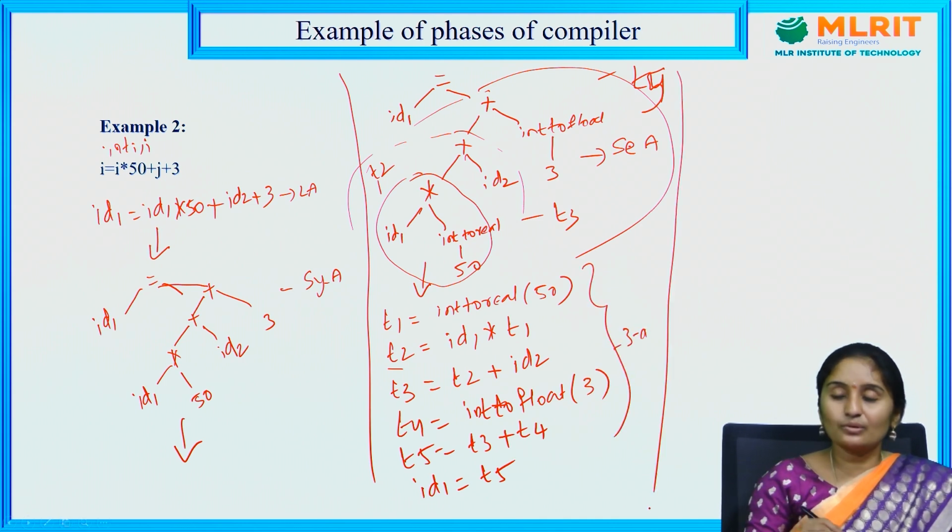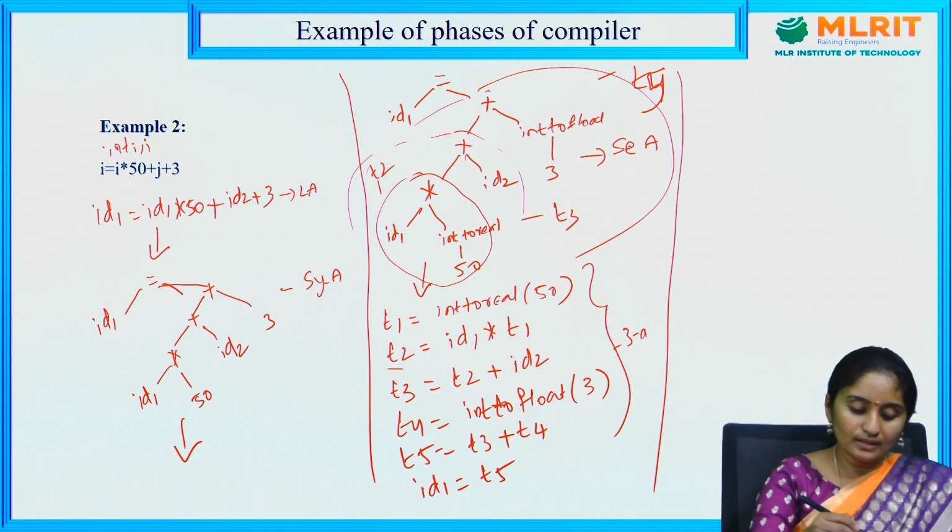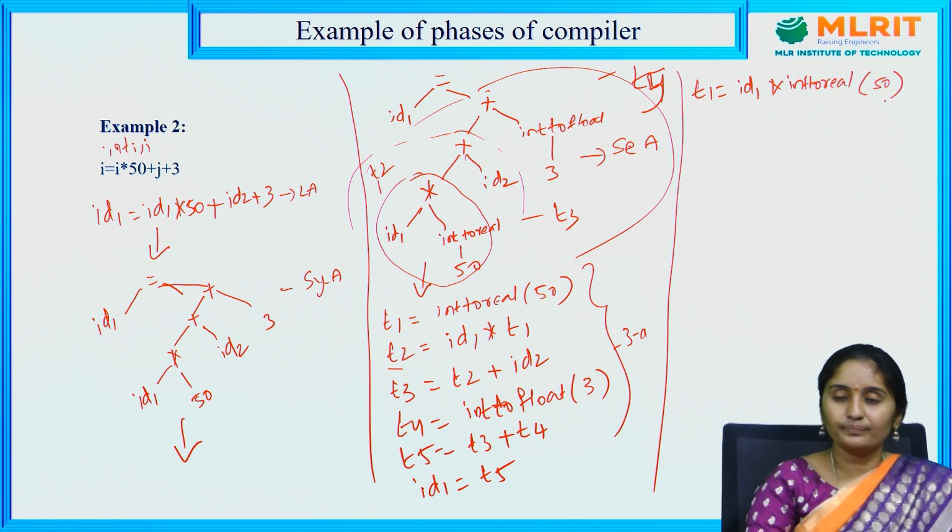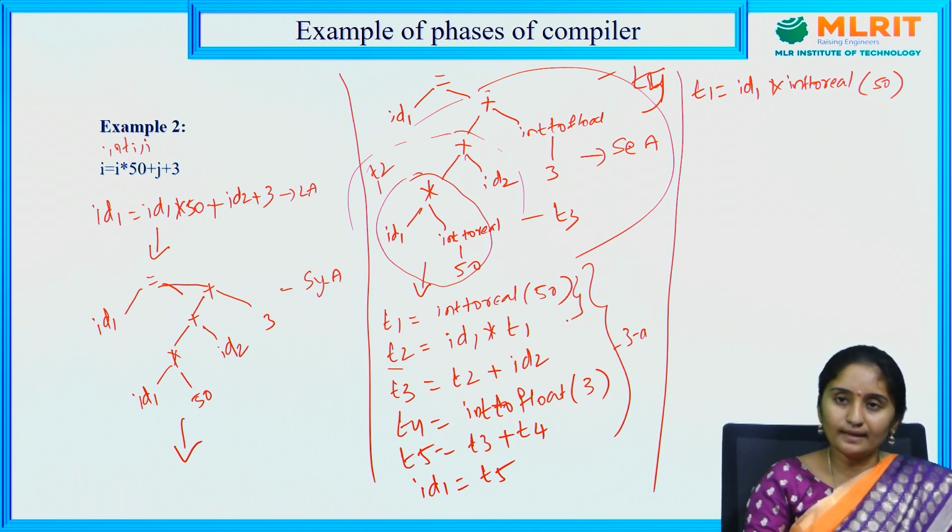These 3 address codes are given to the code optimizer. The code optimizer optimizes the code. So instead of these 2 statements, I directly write T1 equal to ID1 into int to real of 50. These 2 statements I merged and wrote as a single statement, in order to optimize the code.